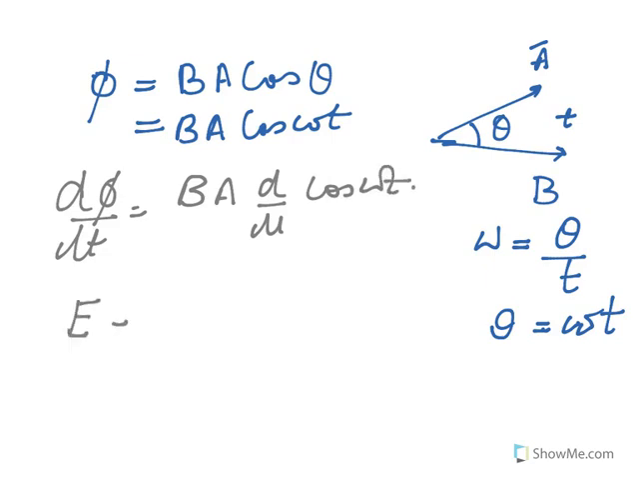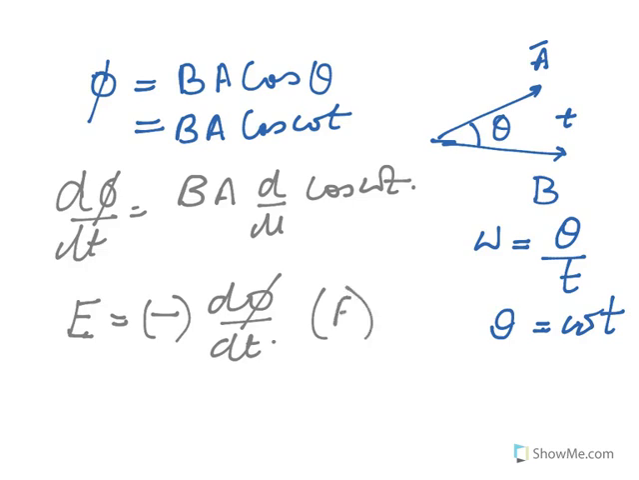Induced EMF is written as minus d phi dt. The minus sign is because of Lenz's law, that the induced current always opposes d phi dt. The current induced by induced EMF opposes d phi dt, the reason why we have a negative sign in Faraday's equation.